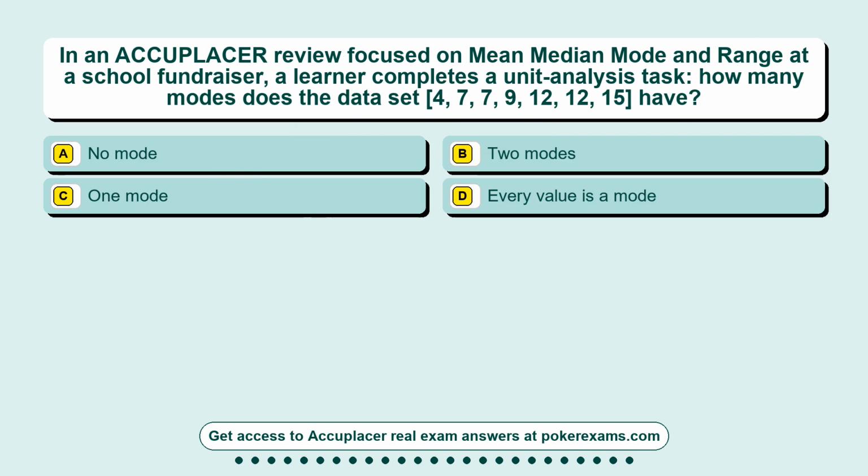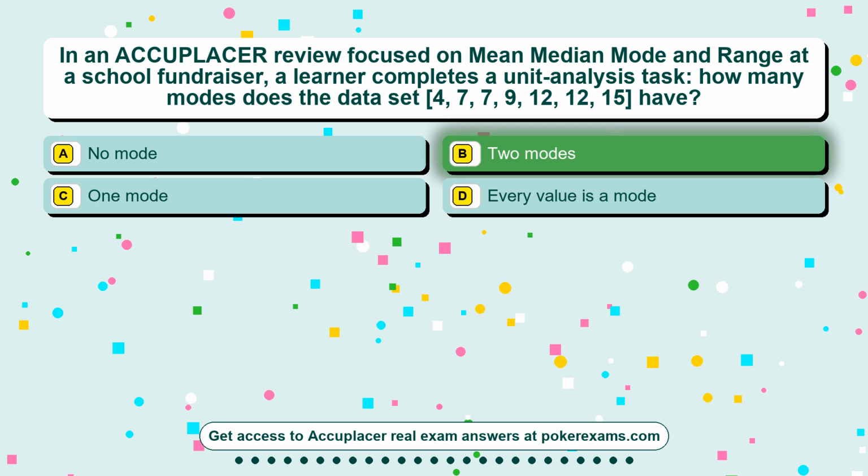Question 13. Which homeowner's coverage applies to the dwelling itself? Option A, coverage E. Option B, coverage A. Option C, coverage F. Option D, coverage C. The correct answer is option B, 2 modes.